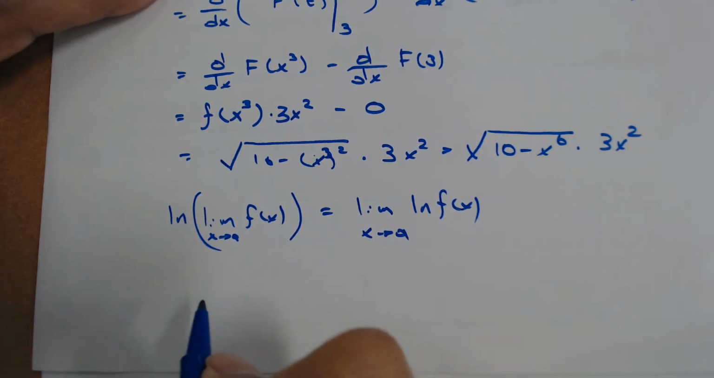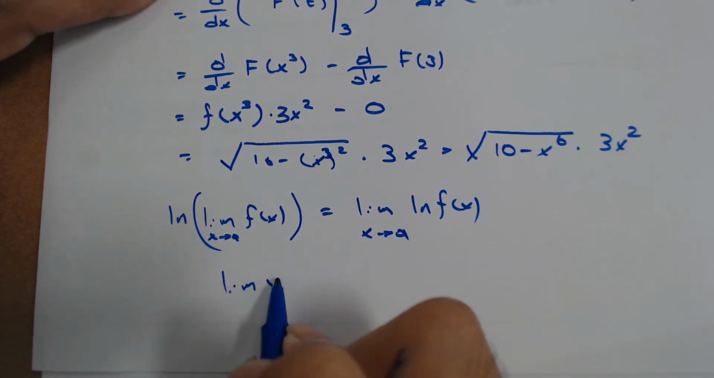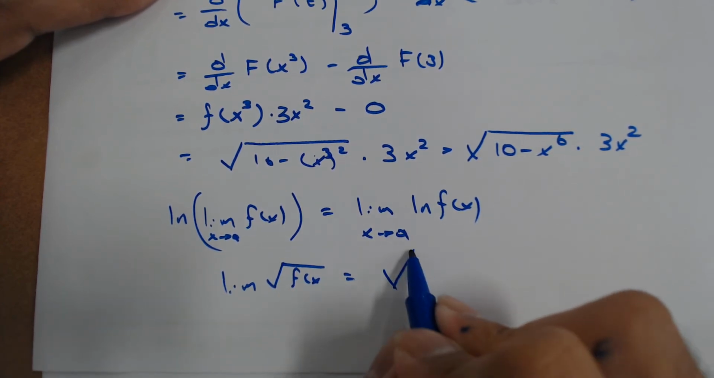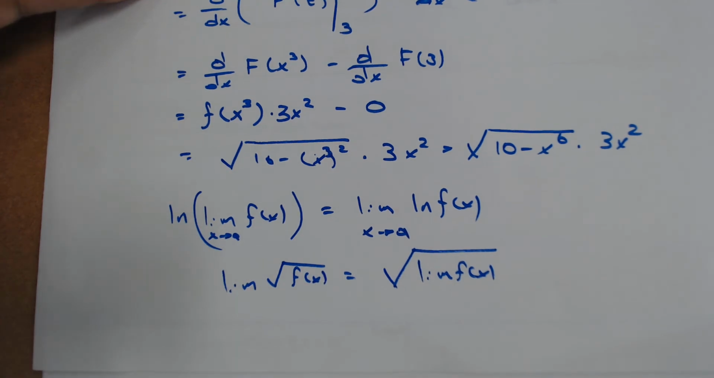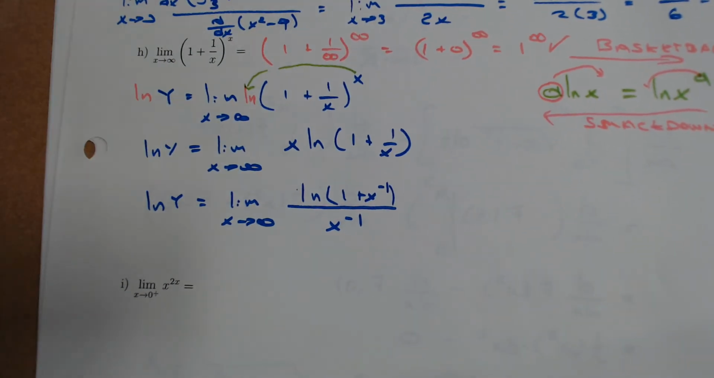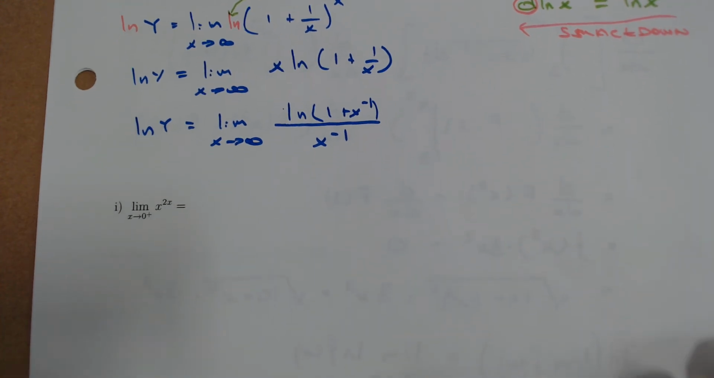In just the same way, for example, when we have the limit of the square root of some f of x, this is the square root of the limit of the function. These are just some properties of the limits, all right? And technically, I should have written the ln in front of the ln, but it's a step that it's fine to skip, if you will.